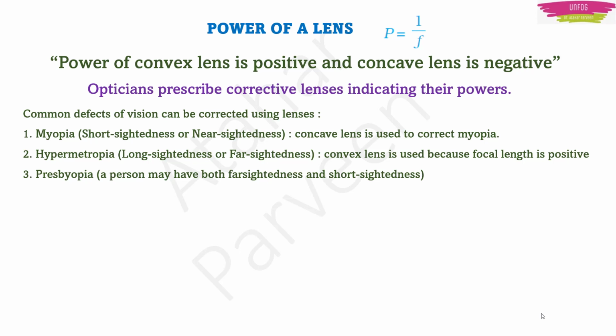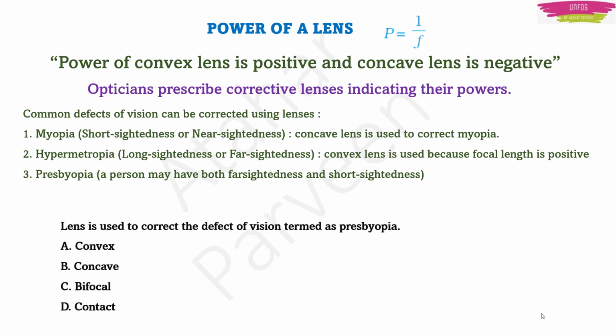In these situations, the opticians prescribe a corrective lens known as a bifocal lens. Now, they can ask any question among these three. In 2015, they asked for hypermetropia. Maybe this time they may ask for presbyopia. For example, the question can be like this: which lens is used to correct the defect of vision termed as presbyopia?